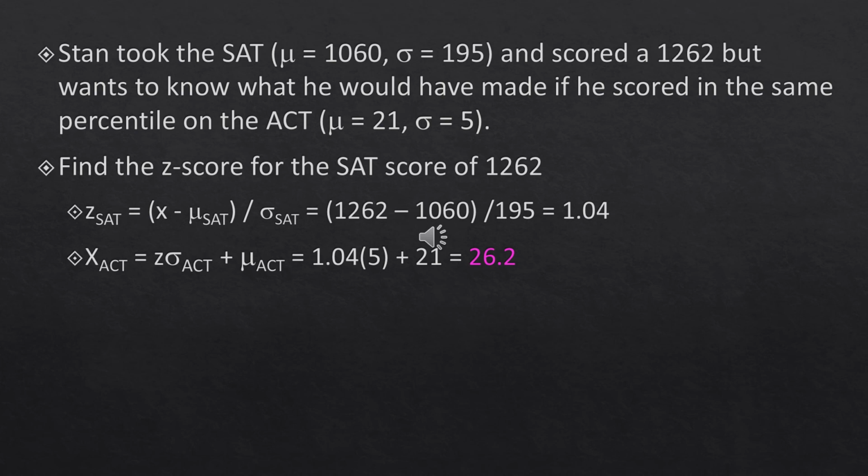So we find the z-score for SAT. Stan's SAT score is a z-score of 1.04. And when we turn that back into a raw score with the mean and standard deviation of ACT, we get a 26.2. So Stan would have scored a 26.2 on the ACT if he had scored in the same percentile as he did on the SAT.